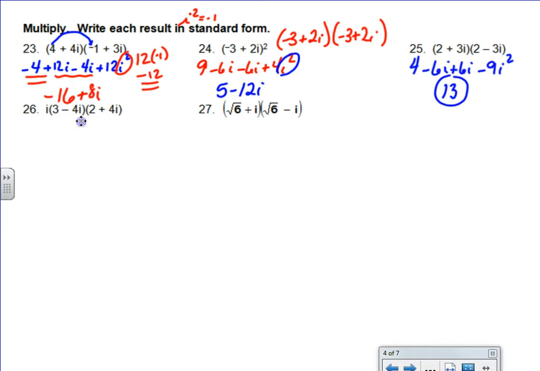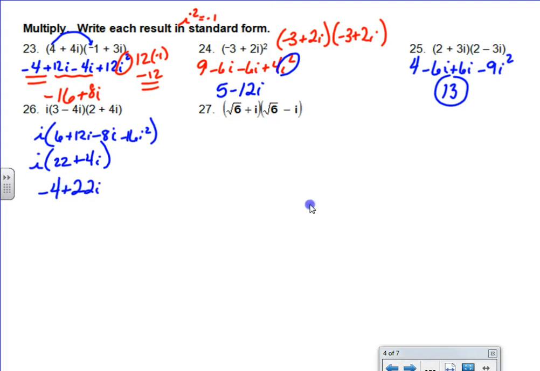On 26, I'm going to FOIL together the binomials, and then I'll multiply everything by an i when I'm done. So, let's see, 6 plus 12i minus 8i, oops, and then minus 16i squared. So when I try to simplify what's on the inside here, this is 6, it'll be plus 16, so that'll be a 22, and then plus 4i, and then when I distribute the i to everybody, I'm going to get 22i plus 4i squared, but remember i squared is a negative 1, so I think what I really have is negative 4 plus 22i when I write it in standard form.